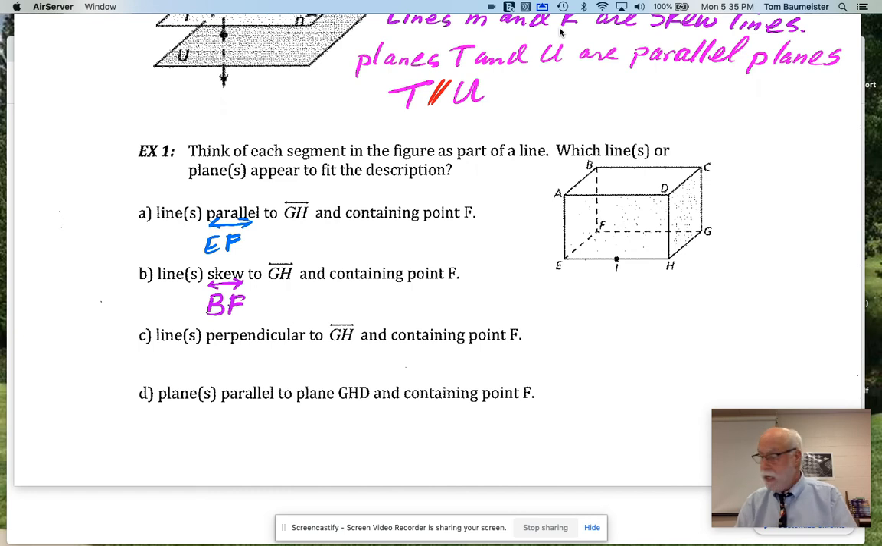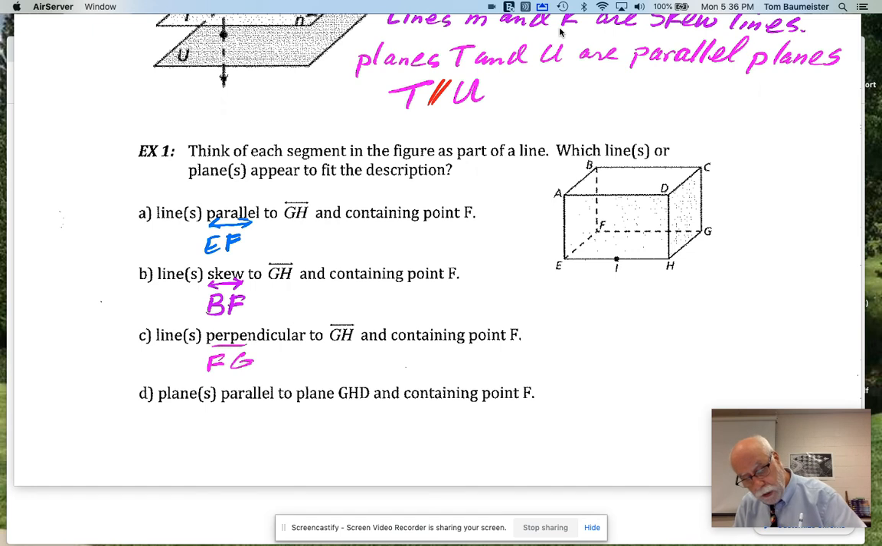and then lines perpendicular to GH and containing point F. So remember, if they are perpendicular, that means that they're going to meet at right angles. And this one they're not telling you, but if it's a box, you're going to assume that it does go at 90-degree angles. So we know we have GH here. So here's GH again. That contains point F. That would be this one right here. And again, it doesn't look perpendicular, but since you assume it's a box, we know that they do meet at right angles.